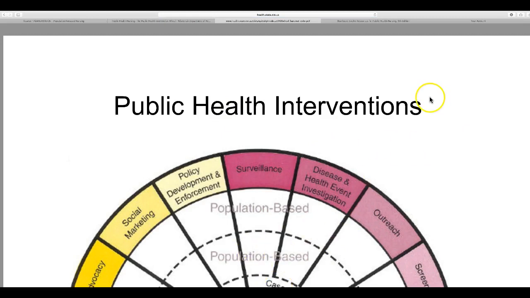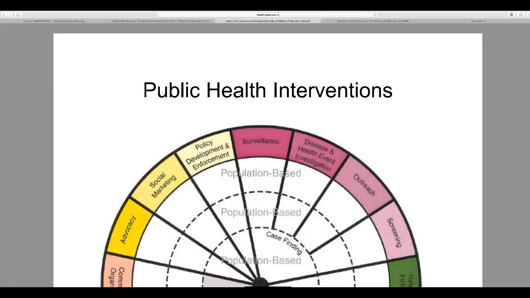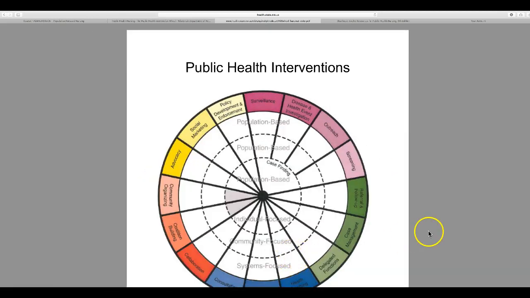Let me just back up here. So you can see the whole wheel. All right, so as you can see, there are these 6 layers here. So you have systems focused, community focused, individual focused. Then you have population based, all around, okay? And here are all the interventions that you can do. The only 2 that won't hit individual focus are obviously community organizing and coalition building. But in the end, what is good for the community and system will eventually trickle down to the individual.